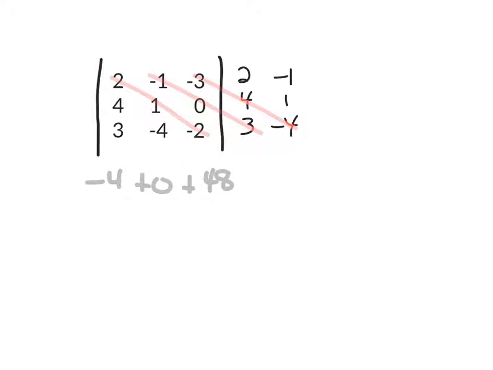Then I'm going to take another set of diagonals. I'm going to start at the other end and go this way, multiplying those. The only difference is that when I multiply those, I subtract. So I get -8 minus 0 minus -9. All you do to get your final answer is add all those numbers together, and you get 45.